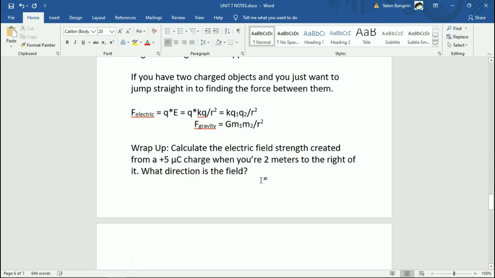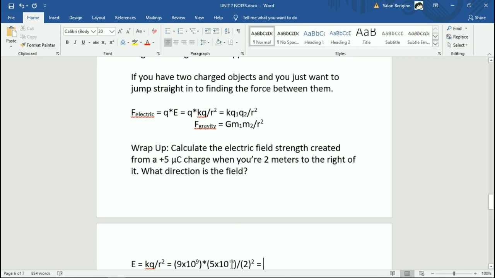Okay, so we need the electric field strength, so we're going to use the equation for the electric field, kq over r squared. What do we have? K, again, is 9 times 10 to the 9. We have the charge that's creating the field, so that's the 5 microcoulombs. So 5 times 10 to the negative 6. And then that's divided by the distance squared, 2 meters to the right squared.